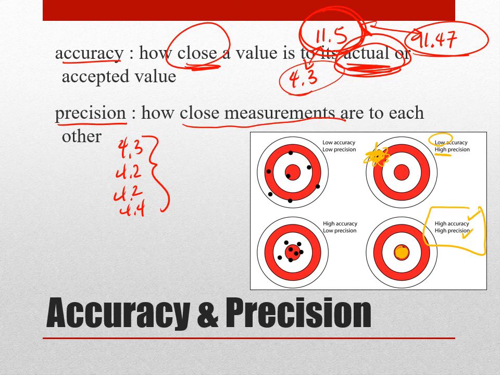If we look at this, we're pretty close to the bullseye, so we've got some good accuracy, but the pieces of data are not close to each other, so precision is low. Here, things are all over the place. We have neither accuracy nor precision.